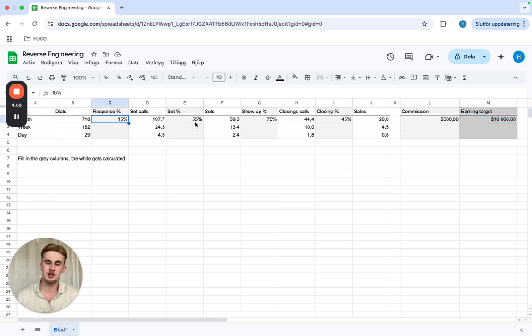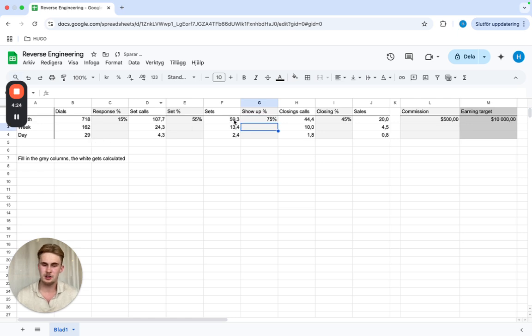But number two, this is a great way as well of identifying the biggest bottlenecks. So let's say we just lower the show up rate to 45%, and just look what happened here. If we take it back to 75, look at the dials per day.